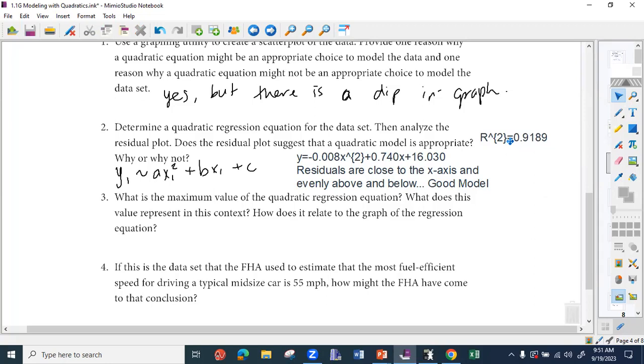Now that you have your approximate value of your regression model, it says, what is the maximum value of your quadratic regression equation? And what does this mean? So my maximum value means that I'm looking for my what? My vertex. Good job. So I'm looking for the vertex of our model.